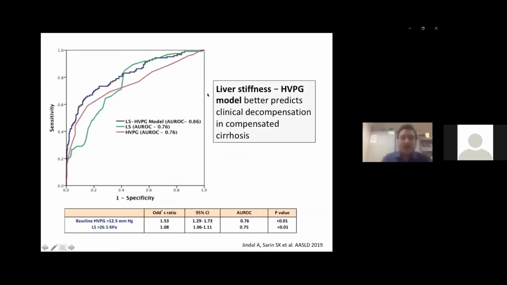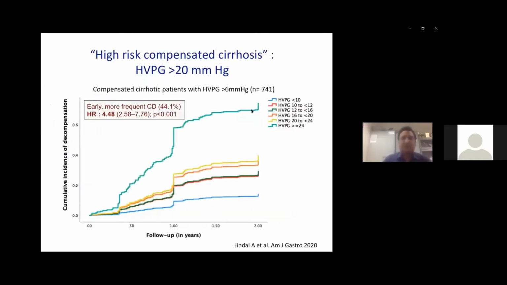So we have shown earlier in AASLD 2019 the addition of liver stiffness measurement through transient elastography, FibroScan, over the HVPG. With the combination of liver stiffness and HVPG, we have devised a model, and it has better predictive value in terms of predicting clinical decompensation in patients with compensated cirrhosis. So you can see that the combination of HVPG and FibroScan is much better than the HVPG alone.